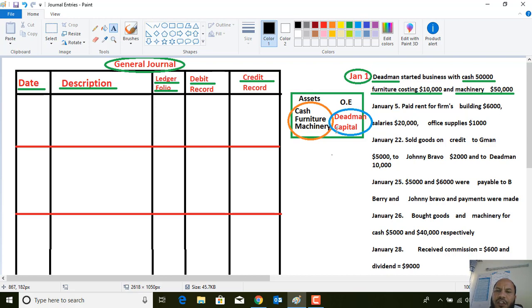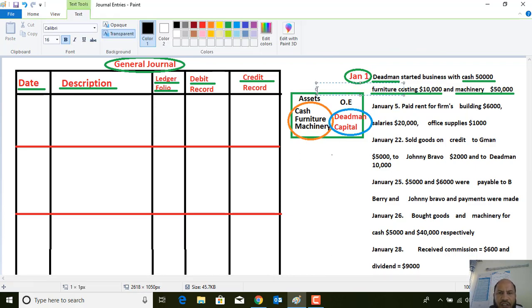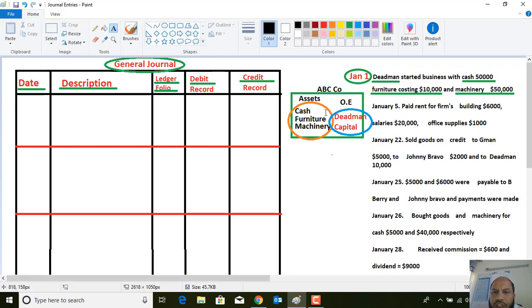So Deedman capital has a relationship with the owner equity account. Now, dear students, our next step is to understand how these accounts increase or decrease within the business. Let's see. For example, consider that this is ABC Co., any company. If you look at the ABC company structure, what happened in this company?